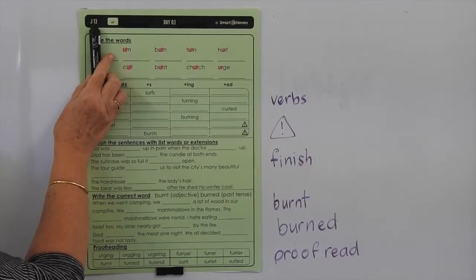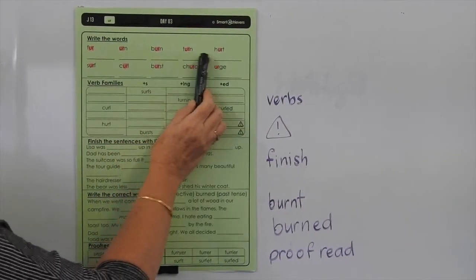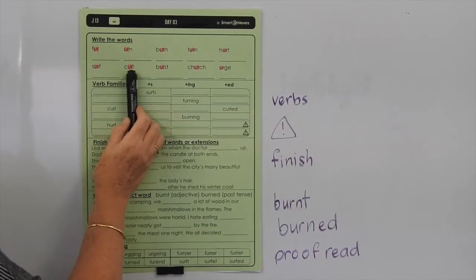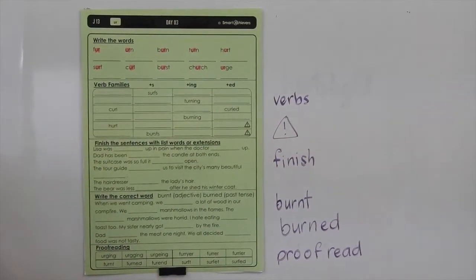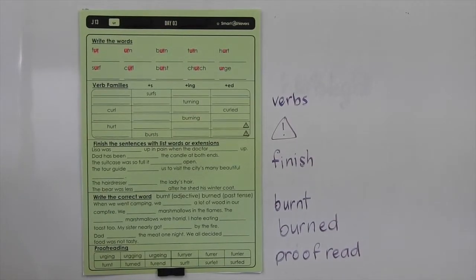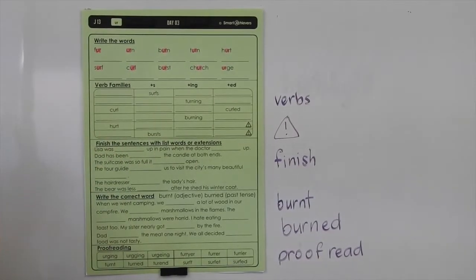Level J, list 13, day 3. We've got fur, earn, burn, turn, hurt, surf, curl, burst, church, urge. Now these are all R-controlled vowels, and the UR in all of these words is making the same sound.